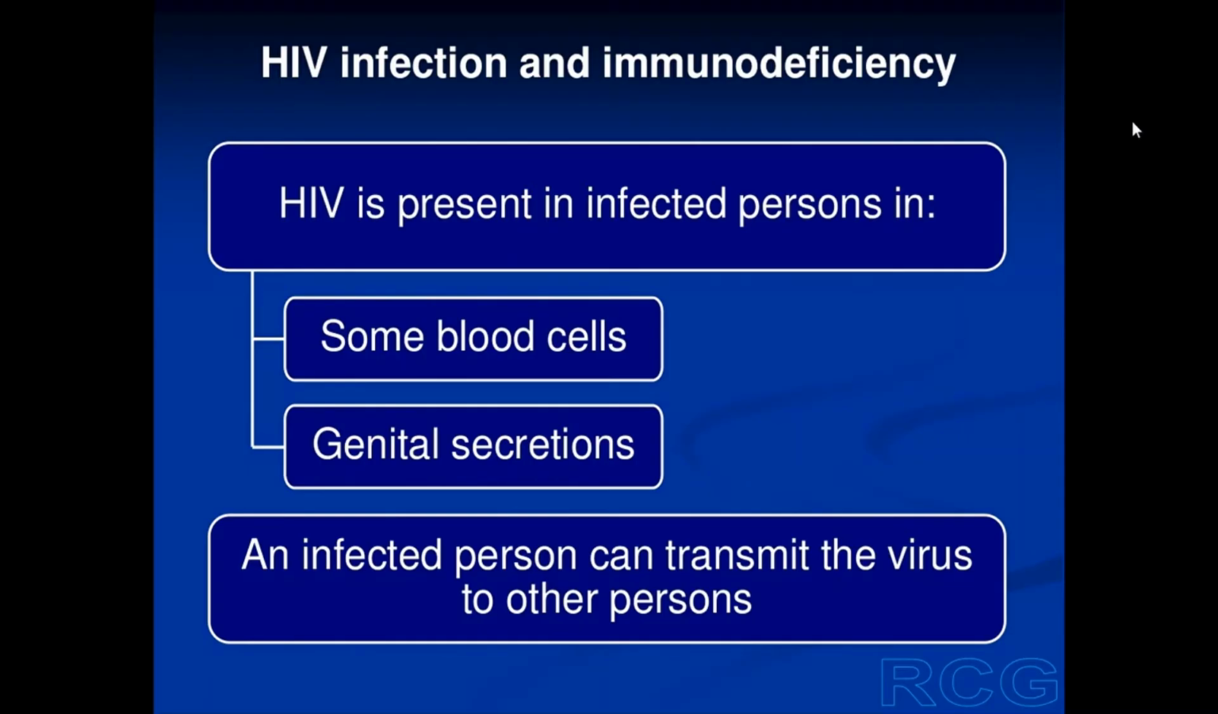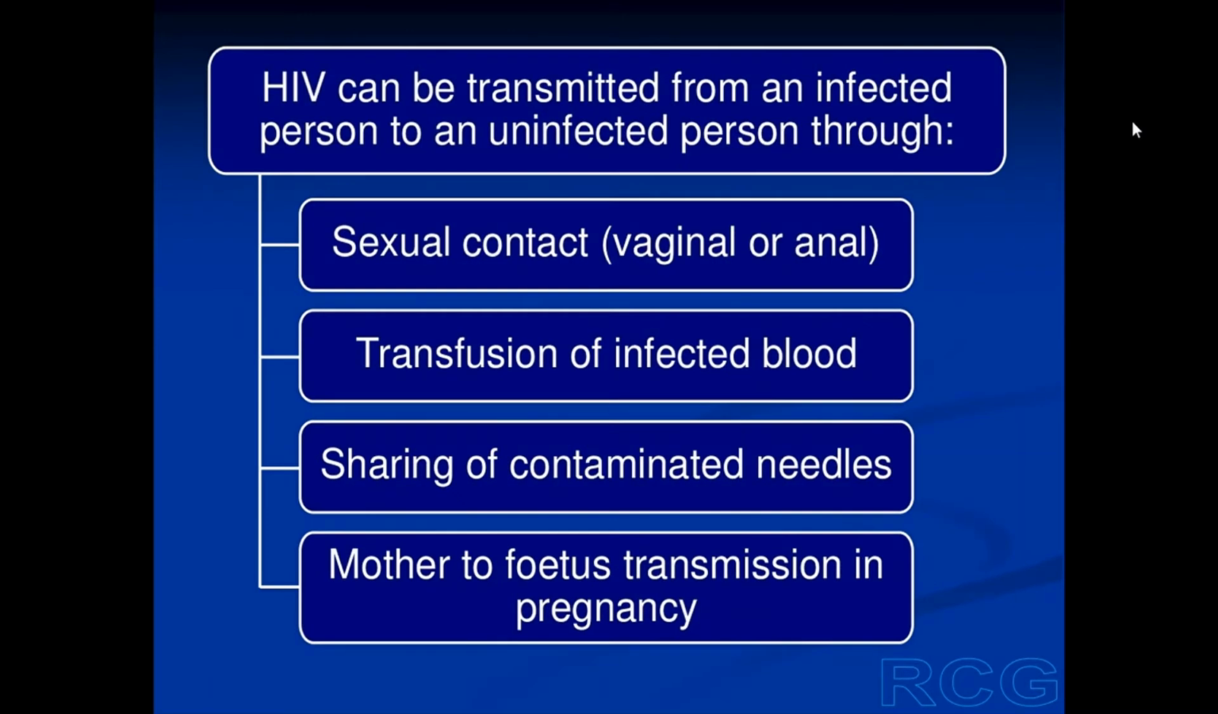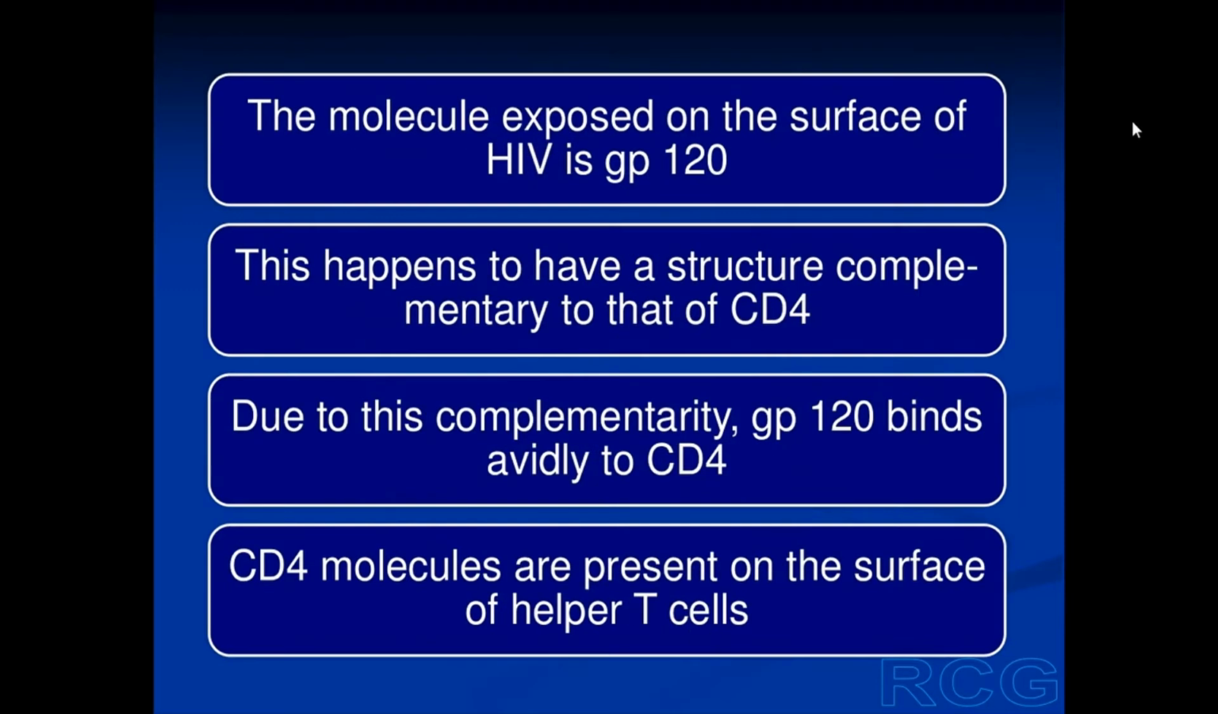An infected person can transmit the virus to another person. HIV can be transmitted from an infected person to an uninfected person through sexual contact, vaginal or anal, transfusion of infected blood, sharing of contaminated needles, and from mother to fetus. Transmission during pregnancy is also possible.